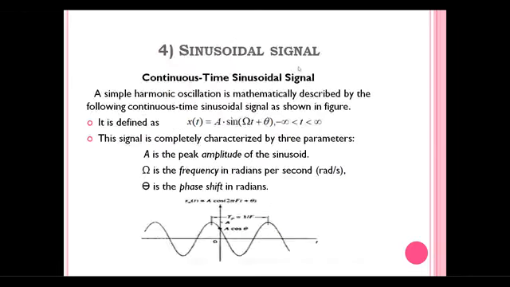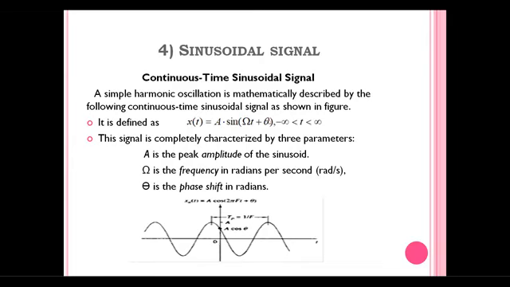Then the fourth type of signal is the sinusoidal signal. You are already familiar with the sinusoidal signal. This is the shape of the sine waveform. So what is the mathematical expression for a sine wave? This is a continuous time sinusoidal, so x(t) = A sin(ωt + θ).